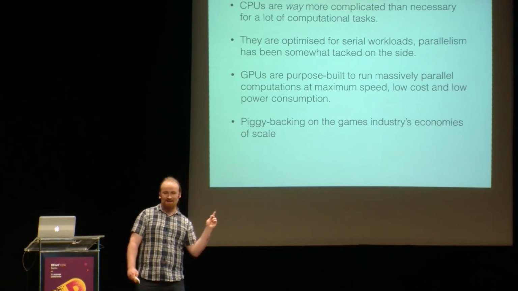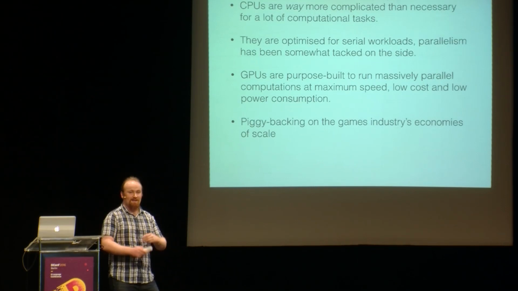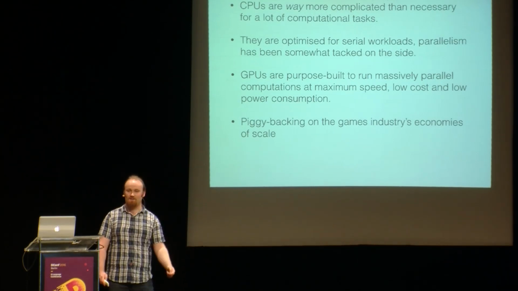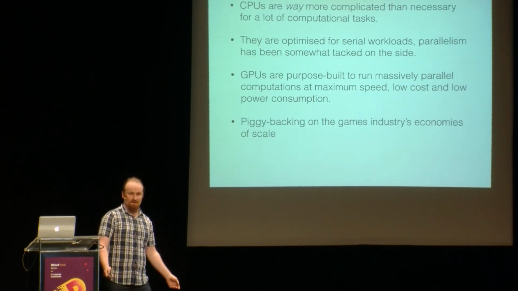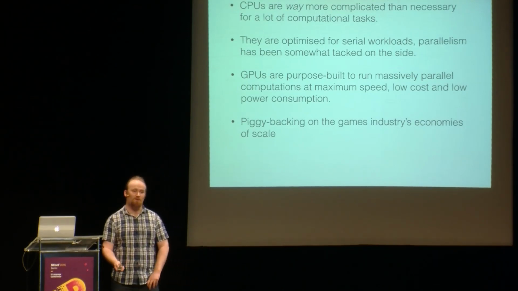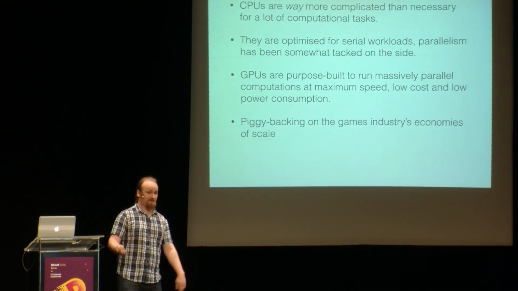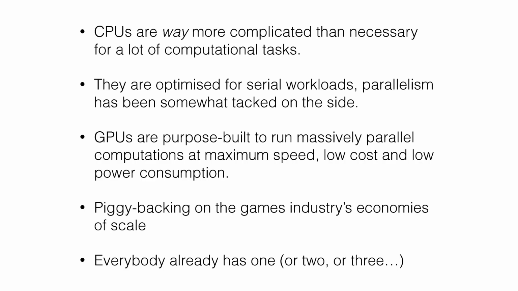The really big thing is computer games. We can get amazing hardware for very low prices because there's an enormous market. So the production costs are way lower than they are for comparable specialized vector processors. And everybody already has one, or two, or three, right?